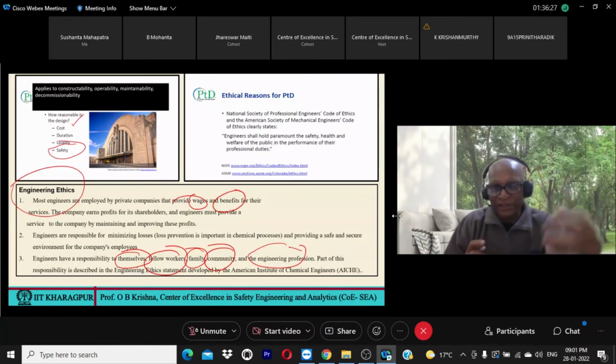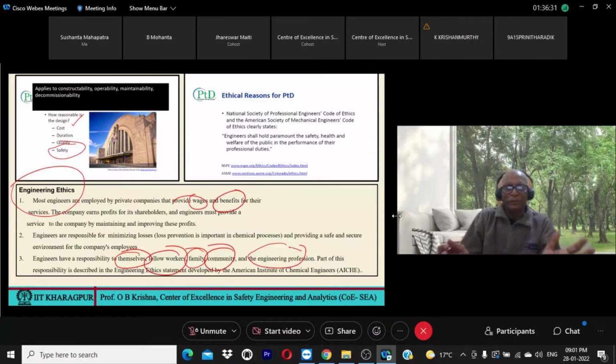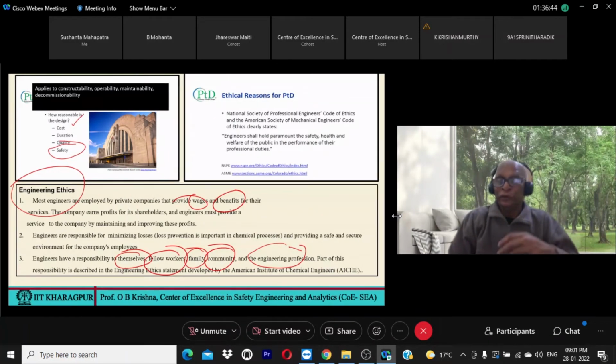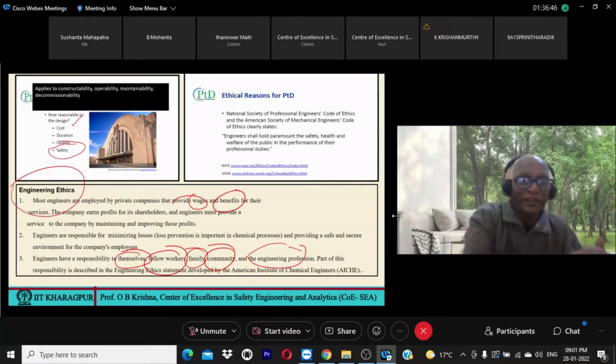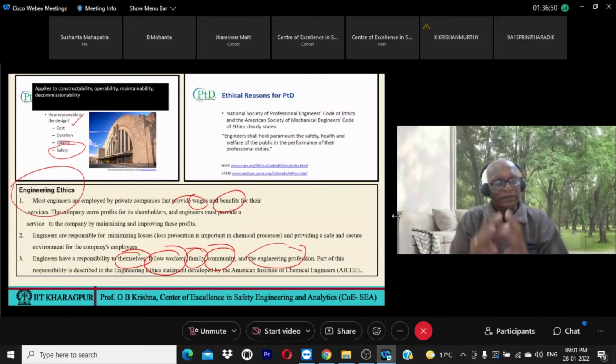You should look at the cost. You should look at the duration. You should not design something which cannot be borne by the people. By the name of PTD, you cannot tell the sky has to come to the earth. You should look at the quality and finally safety also. All things should be seen in the context of constructability, operability, and maintainability.